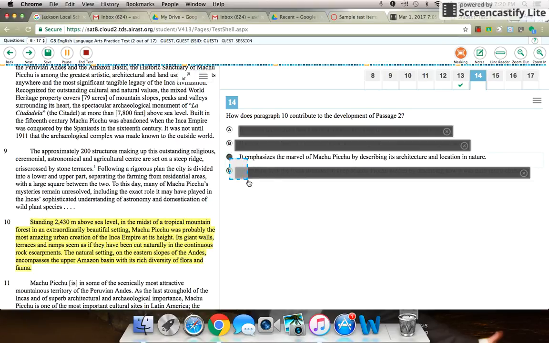It emphasizes the marvel of Machu Picchu by describing its architecture and location in nature. So if you picked C, you're absolutely right. Again, you know what I'm going to say. Please stop, please answer the question, and I will meet you back here for question 15.